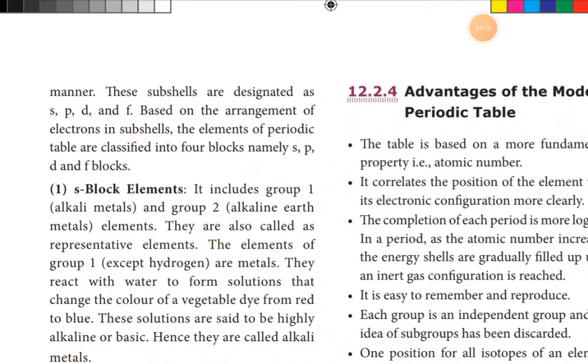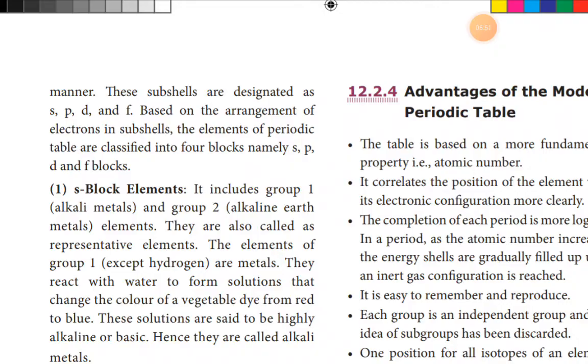Based on the arrangement of electrons in subshells, the elements of the periodic classification are also classified into 4 blocks: s block, p block, d block and the f block.